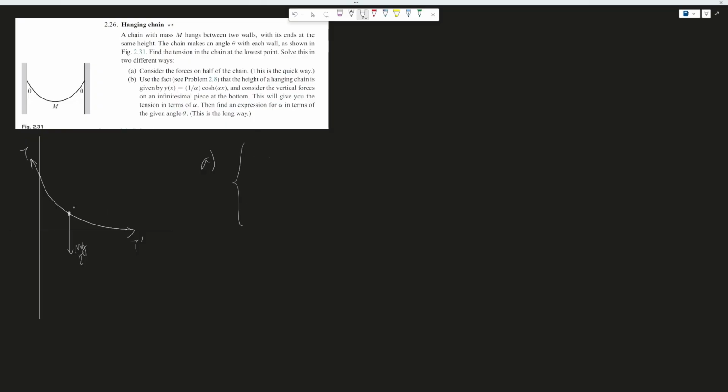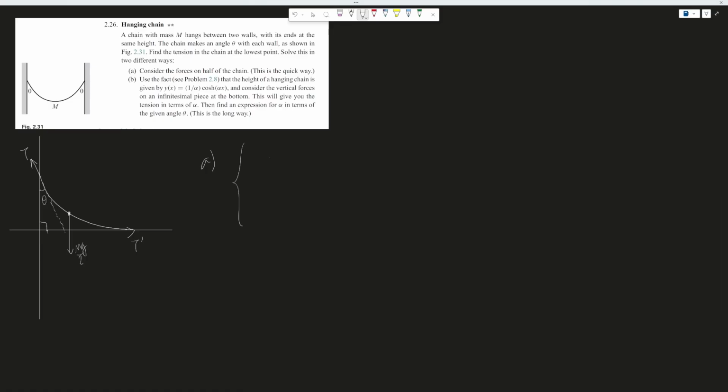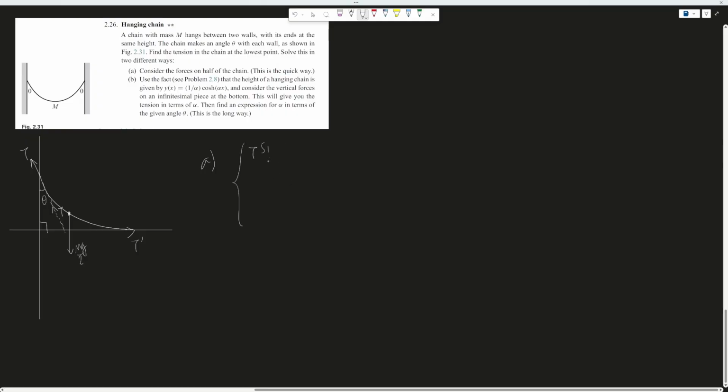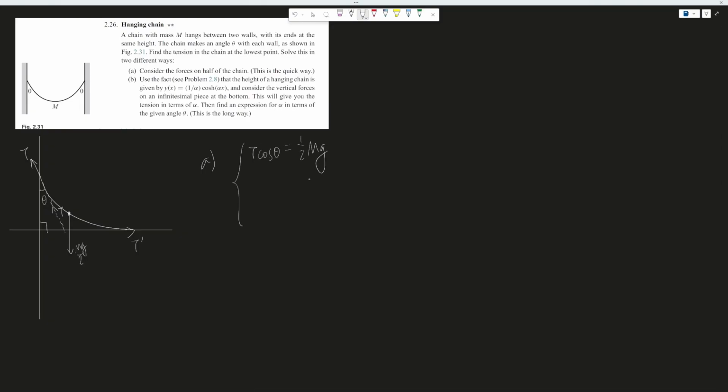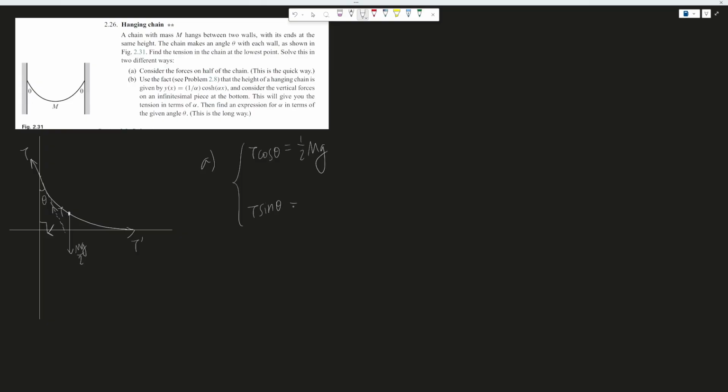In the y direction, because this is theta, if you look at this triangle here, just imagine this is a straight line down here, and then this would be T. So the y component would be T cosine theta, and it needs to be equal to half mg. And then for the x direction, T sine theta, this component here, needs to equal T prime, which is pulling directly to the right, horizontally.